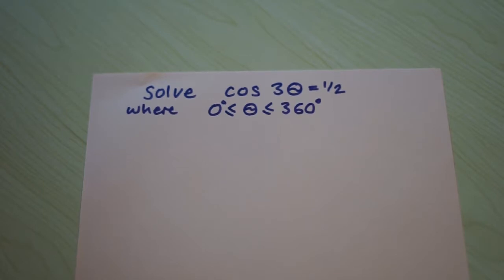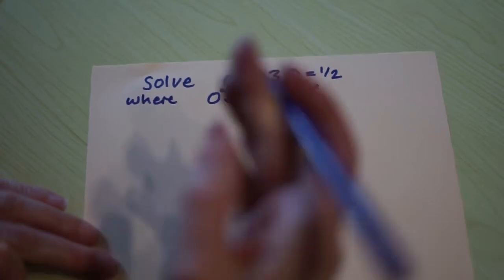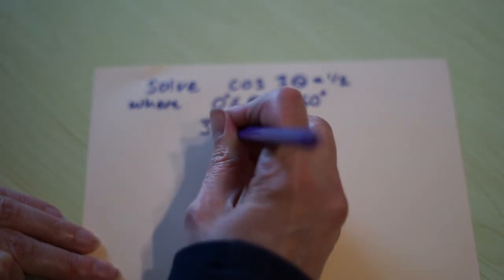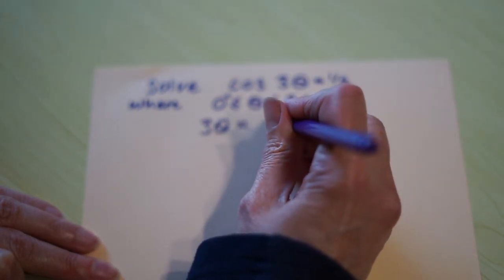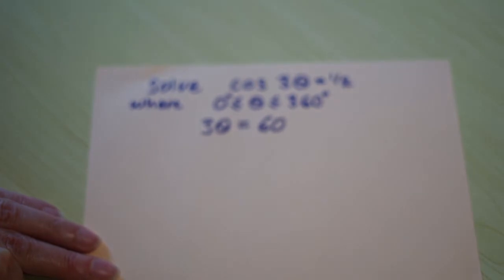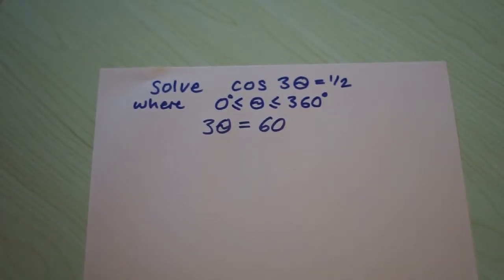Okay, so on this, the first step is to use the calculator to calculate what 3 theta is. So 3 theta is 60. You might not have needed to use your calculator. You might possibly already know what that is, which is great. So let's carry on from this.